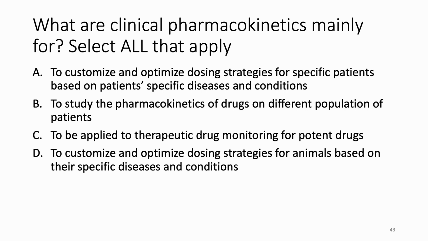Question: what are clinical pharmacokinetics mainly for? Select all that apply. A. To customize and optimize dosing strategies for specific patients based on patients' specific diseases and conditions. B. To study the pharmacokinetics of drugs on different population of patients. C. To be applied to therapeutic drug monitoring for potent drugs. D. To customize and optimize dosing strategies for animals based on their specific diseases and conditions. You have 30 seconds to answer this question.